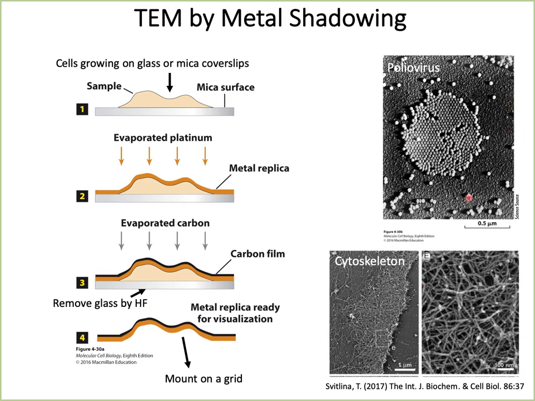So here you can see the metal shadowing of some poliovirus. This actually looks close to a scanning electron micrograph, but it is metal shadowing by transmission electron microscopy, and we will compare and contrast the difference between this technique and scanning electron micrography. Usually with transmission electron microscopy you have a much, much greater resolution. That's the most important thing. Then we are looking at a cytoskeleton. You can see how much greater detail you can see in the cytoskeleton. This was also done using the metal shadowing technique. You coat it with platinum.